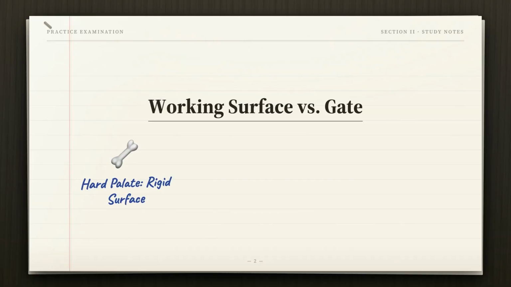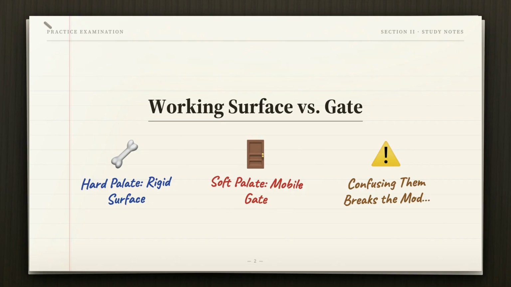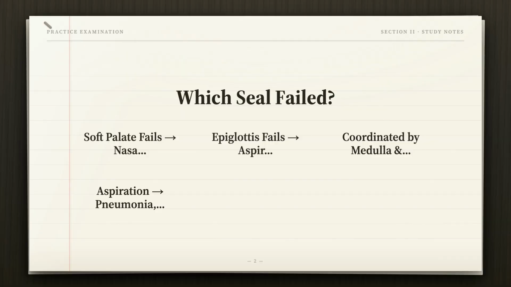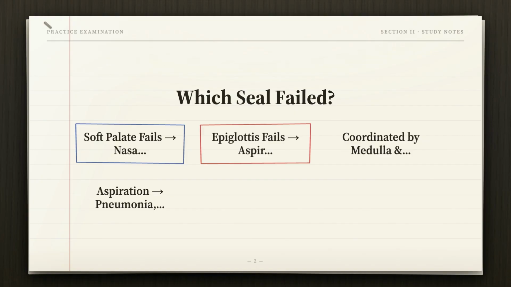The hard palate is bone-supported and rigid, giving the tongue a firm surface to press food against. The soft palate is muscular and mobile, letting it act as a valve. And mixing up these two roles makes the whole mechanism impossible to understand. When the soft palate seal fails, liquid escapes up through the nose. When the epiglottis fails, material drops into the trachea, causing aspiration.